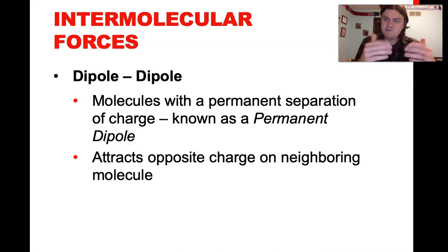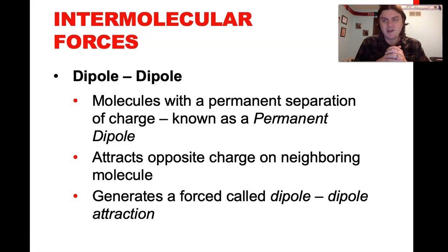Because this distribution in charge is permanent in these molecules, that attraction is always going to be there. Unlike van der Waals, where that attraction is only there some of the time, this is permanent, which means it's going to be stronger. And what we call that attraction is a dipole-dipole attraction, right? Dipole meaning two poles, positive and negative. Every molecule in a sample of this, right, is going to have a partial positive and a partial negative. They'll attract, and that is our second intermolecular force.